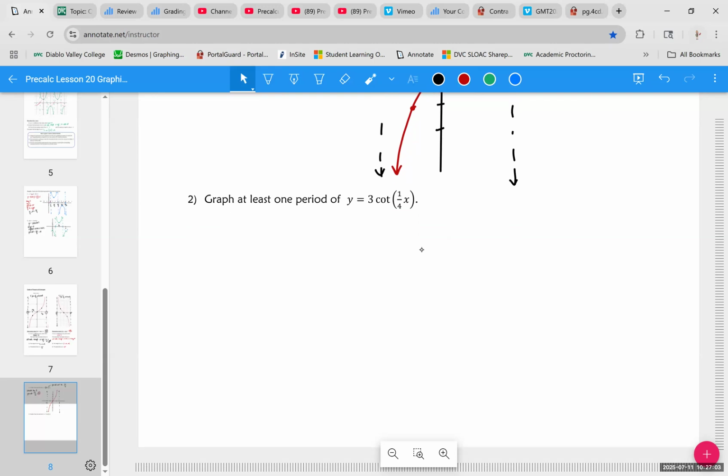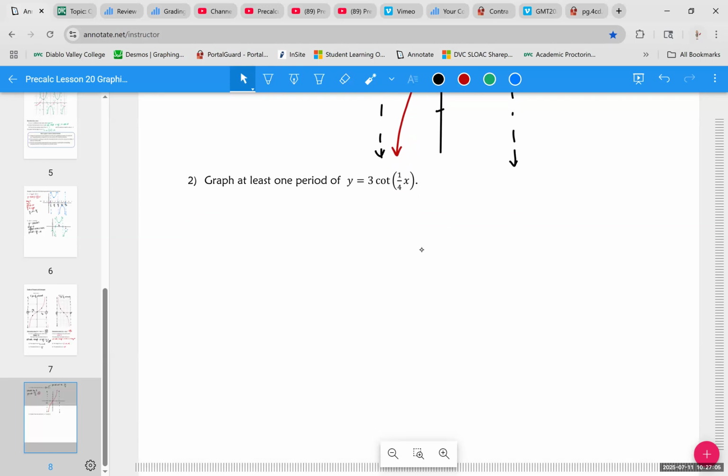Let's try one more. Let's do 3 cotangent of 1/4 x. So same thing, I'm going to look at this 3 here and understand that that is a stretch factor. And then my period, these are the only 2 adjustments that I have, would be pi over 1/4. So that would be 4 times pi.